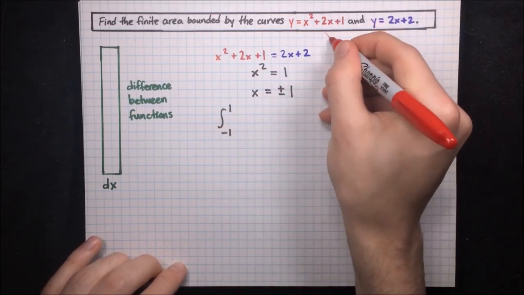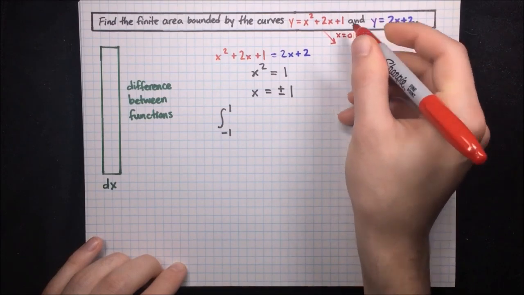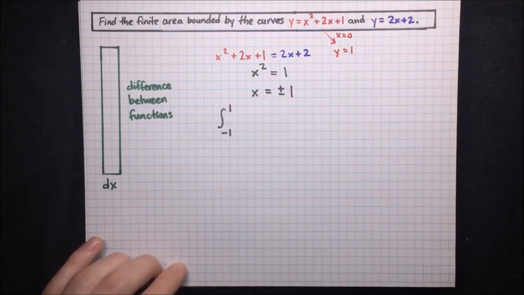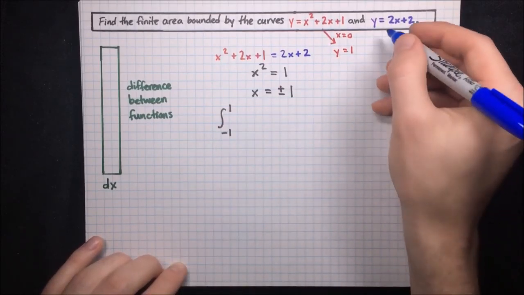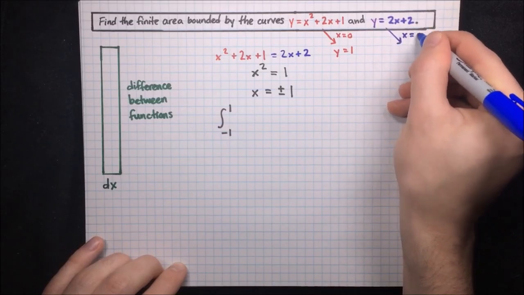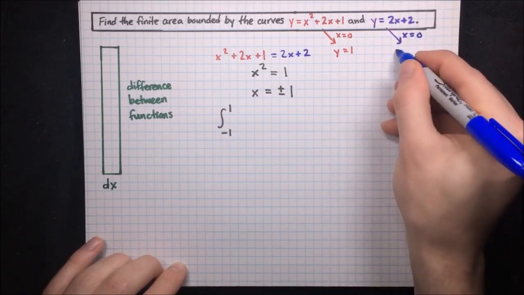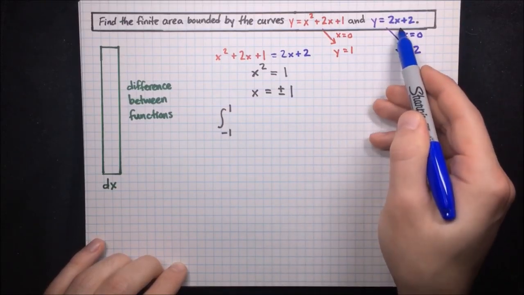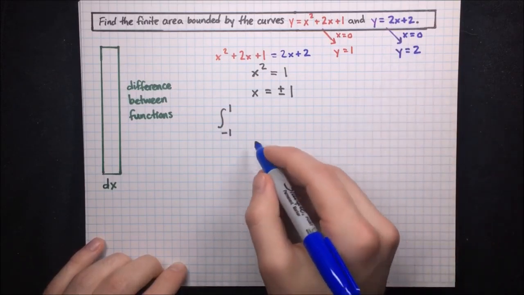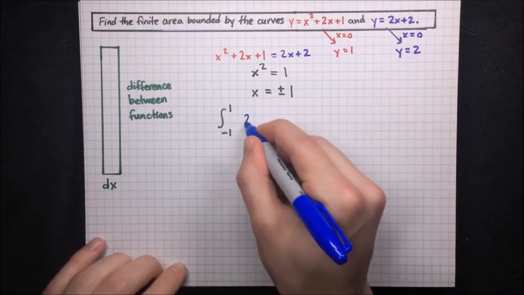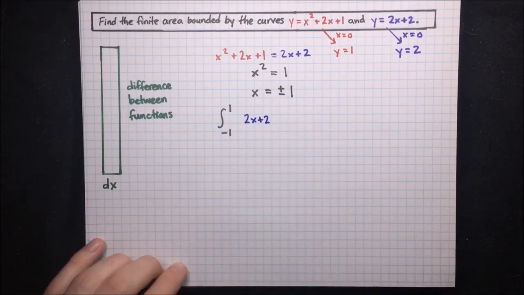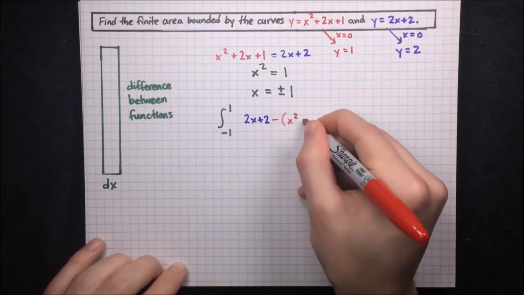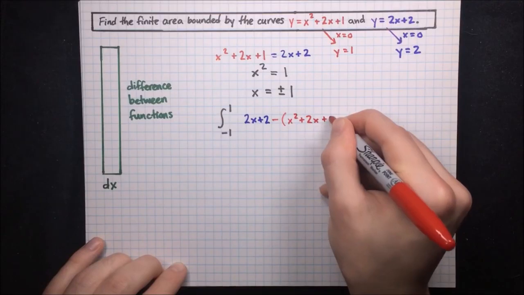For example, in the first function, if we plug in x equals 0, all the terms are 0 except for the 1. So we get out that y equals 1 when x is 0. And then for the second function, when we plug in x equals 0, all that remains is this 2, the constant. So y equals 2. And since 2 is higher than 1, we see that this function y equals 2x plus 2 is actually the top function here. So that's what goes first in the difference of functions. We have 2x plus 2, and then from that we subtract the other function. So minus x squared plus 2x plus 1.